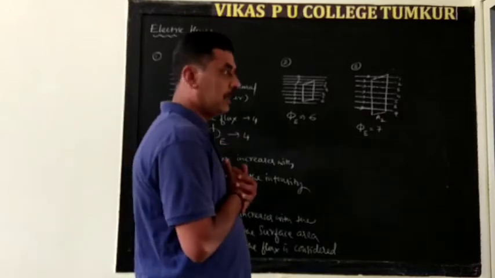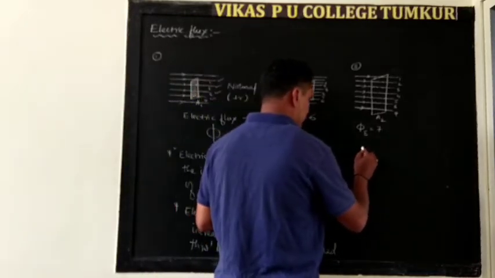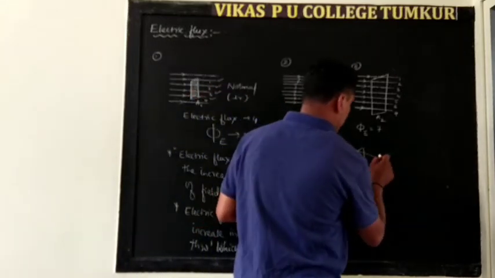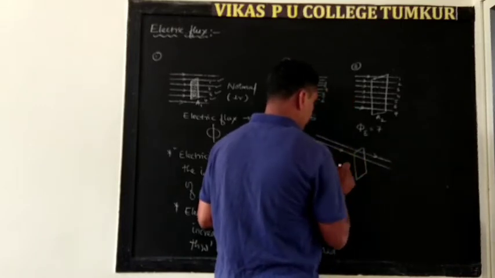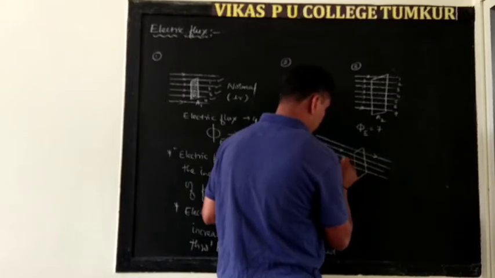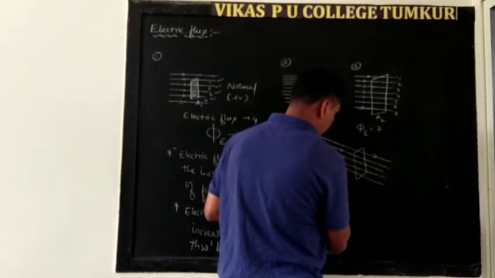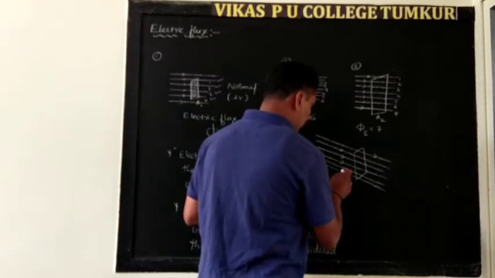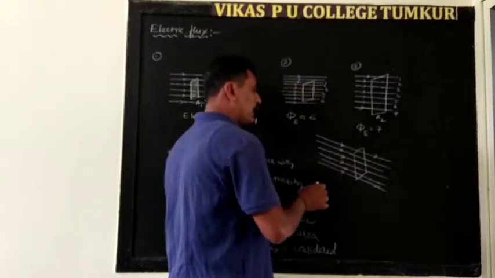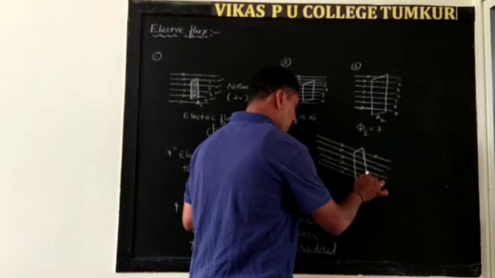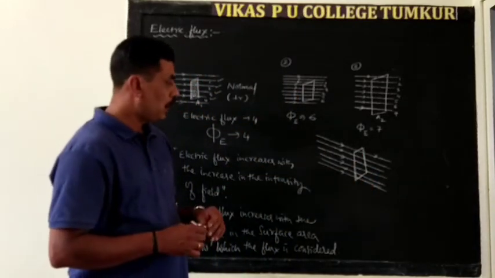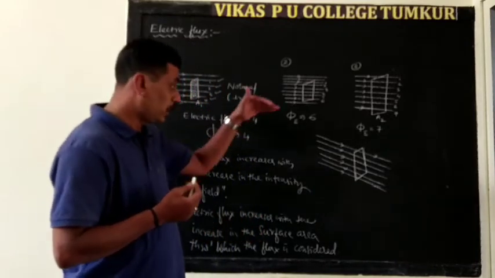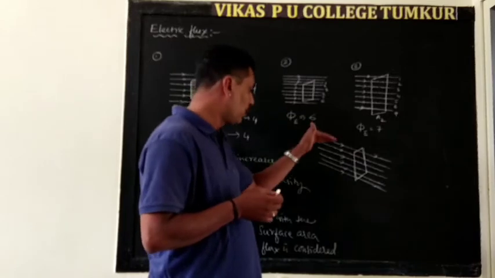Now let me take another example. Let me take an area like this. This is the area, and the field lines are like this. Now if I count the number of field lines that are normal to this surface, meaning perpendicular to this area, it comes to be 0. There are no field lines which are normal to this. Of course there are field lines, but there are no field lines which are normal.